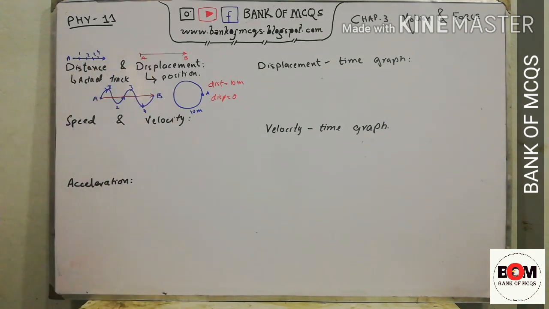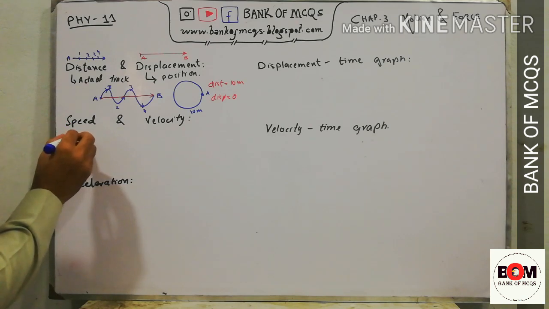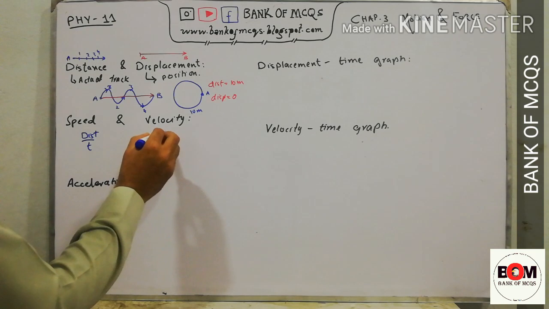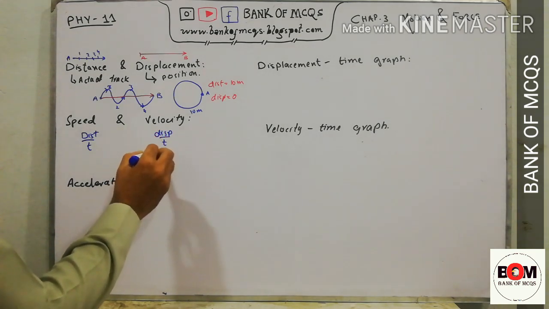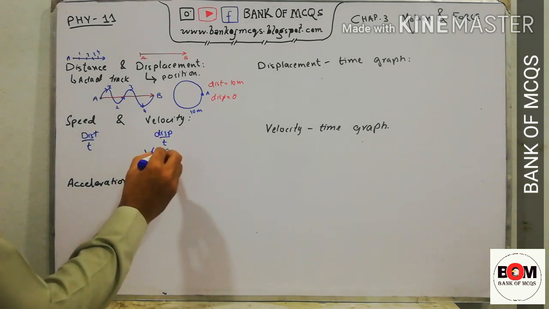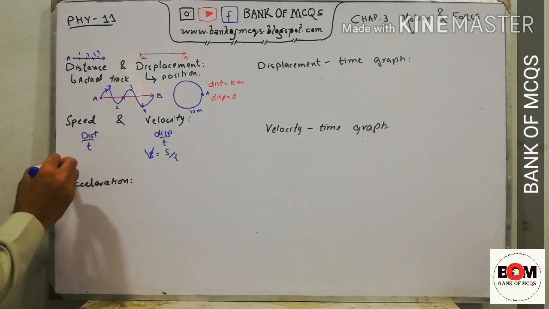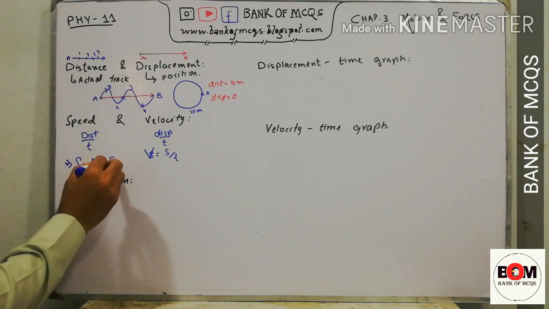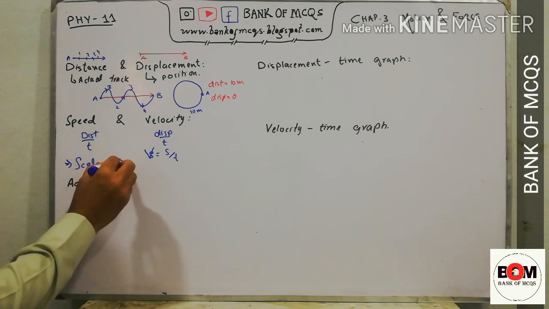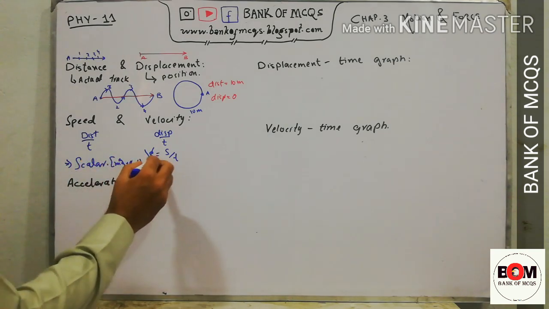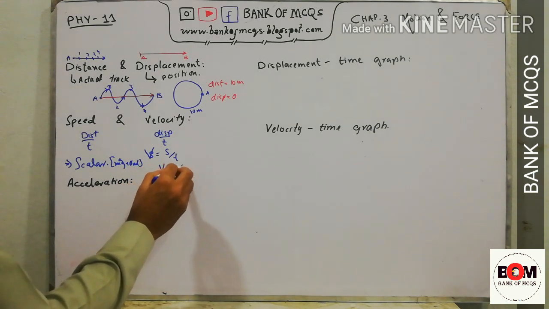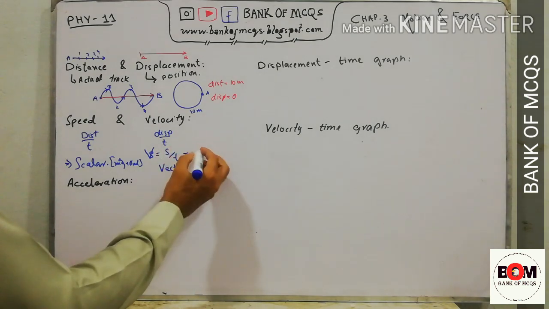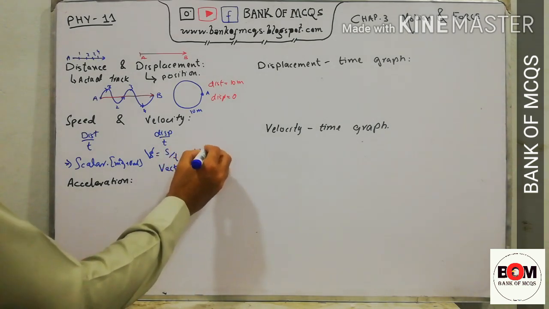The second is speed and velocity. Speed is the distance per unit time, while velocity is displacement per unit time, or v is equal to s divided by t. Speed is a scalar quantity that requires only magnitude, while velocity is a vector quantity. The unit of velocity, v equal to s by t, is meter per second.